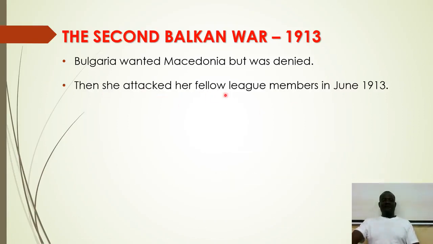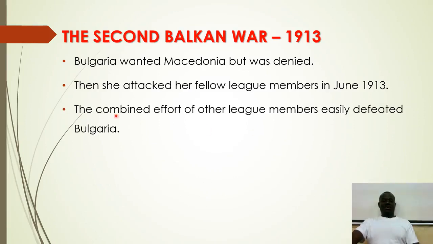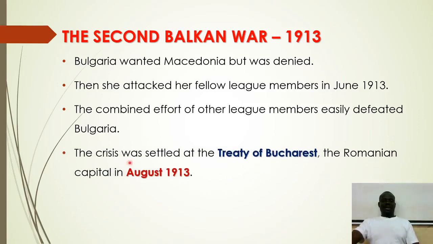Then she attacked her fellow league members in June 1913. So when Bulgaria was denied Macedonia, she attacked other members of the Balkan League in June 1913. The combined effort of the other league members easily defeated Bulgaria, because she was alone, a small state, and the other small states united. This crisis was settled at the Treaty of Bucharest.